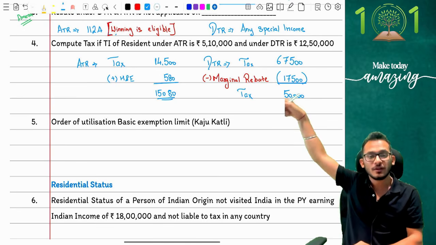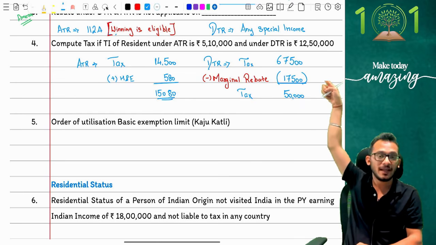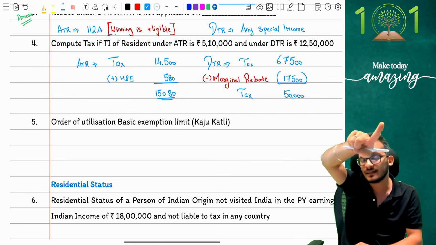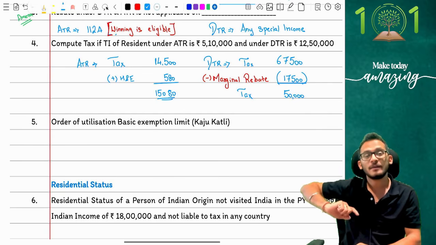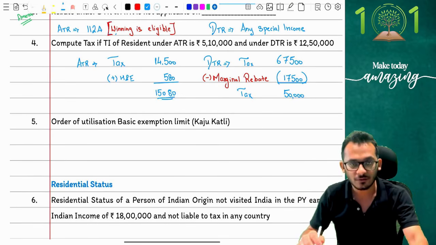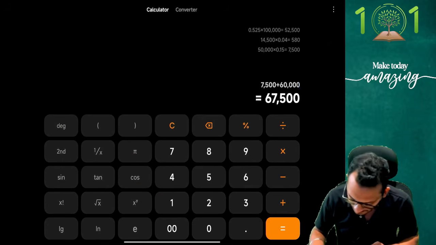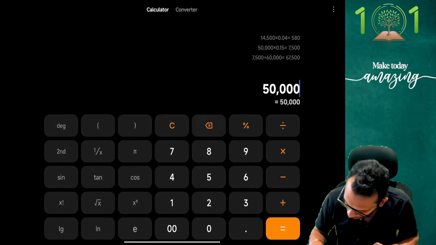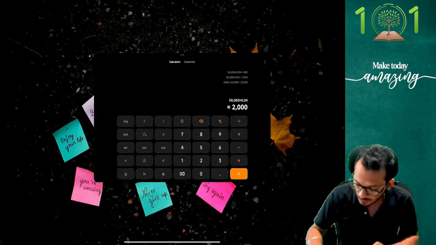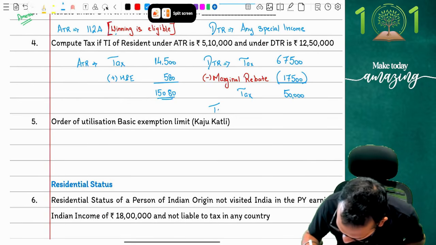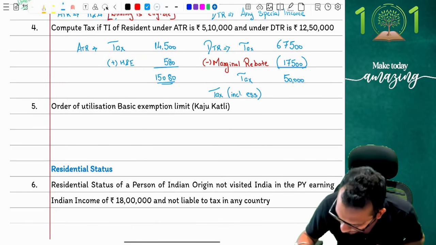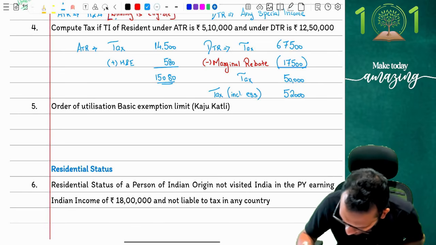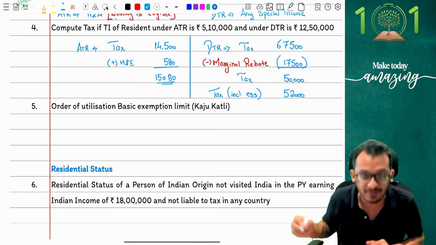Notice, same thing I'm doing on the left side. On the left side also, I had to pay tax on 10,000 rupees, 14,500. But did I get the benefit? No. Because marginal rebate as a concept itself has only been introduced for DTR, has not been introduced for ATR, which means on the 50,000 rupees I will have to pay a cess. So cess added, 50,000 rupees into 4% is 2,000 rupees. So tax including cess is going to be 52,000 rupees, and that's what the statement is.